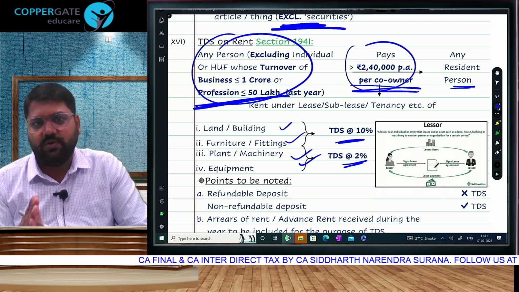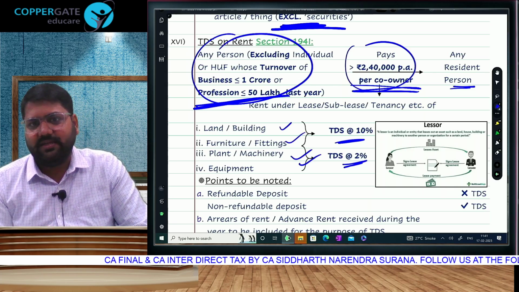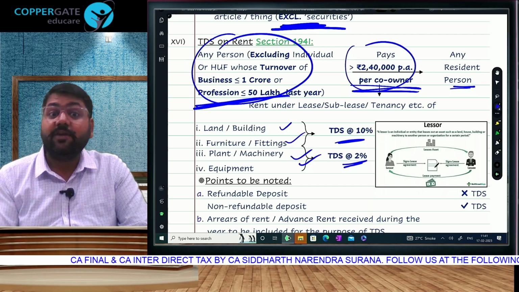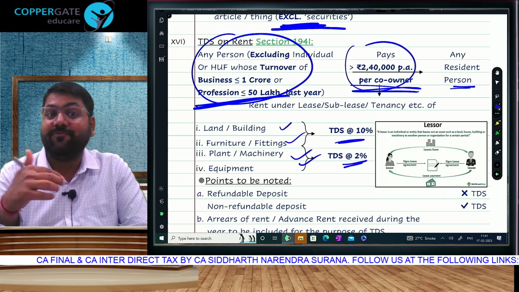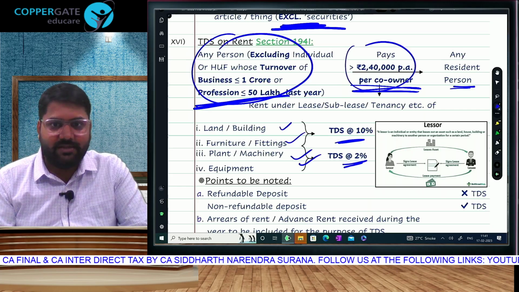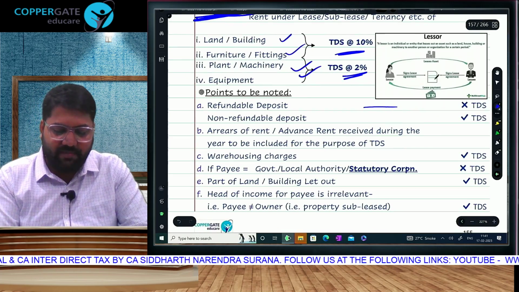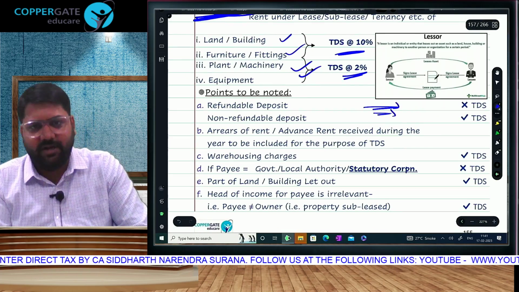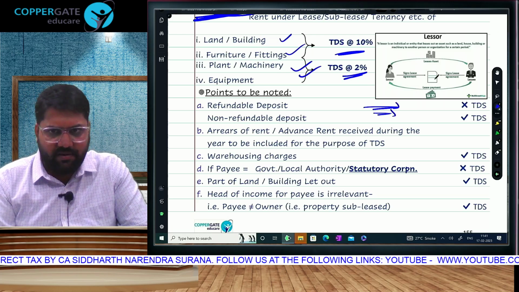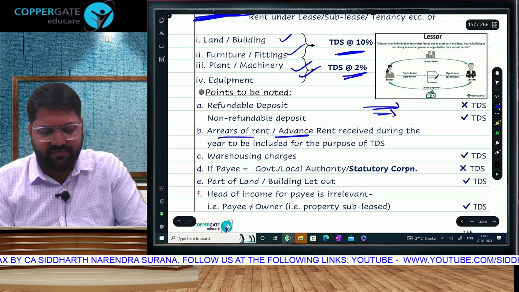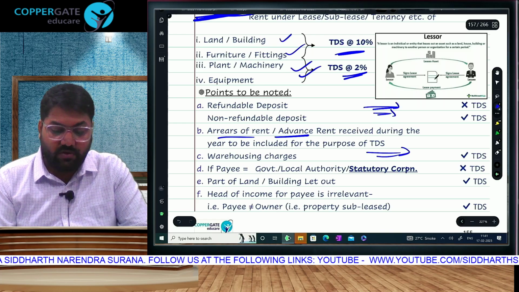That means individual HUF should be having turnover exceeding the thresholds which are given out here. If they are not exceeding but paying monthly more than 50,000, then we have 194 IB as you are aware of. For any refundable deposit, there will be no TDS, but non-refundable deposit is as good as extra rent. So there will be TDS. Any arrears or advance rent received will also be covered. Warehousing charges will also be covered.